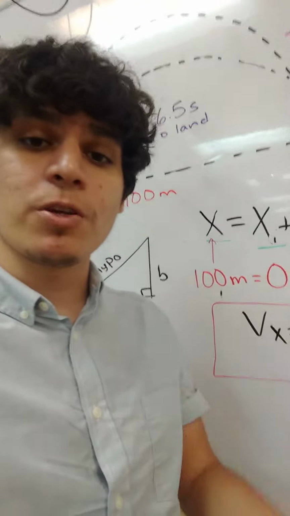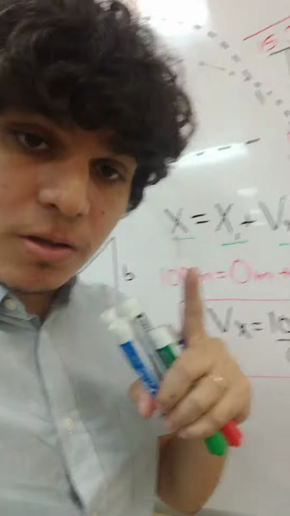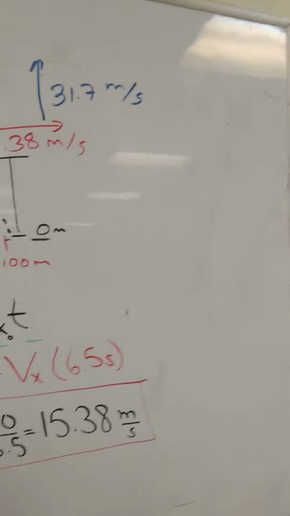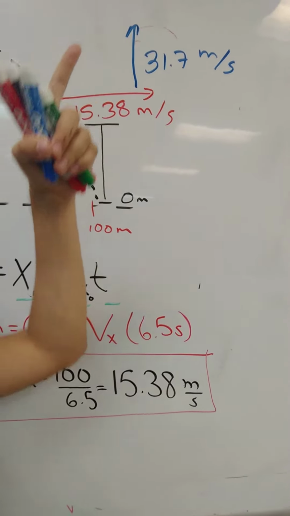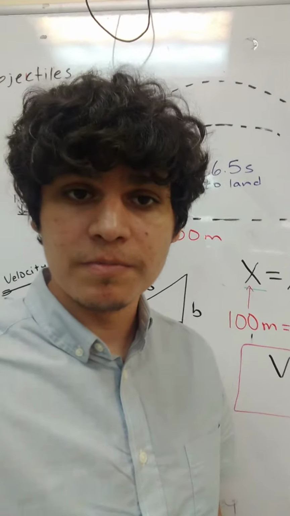So a question for you is, how is the person holding the arrow? Take a look at these numbers here and try to pause and think about it. This one is going 15 meters per second. This one's going 31 meters per second, more or less. How do you think the person is holding the arrow? Is he holding it straight, at a slight angle, at a big angle? Is he holding it down?